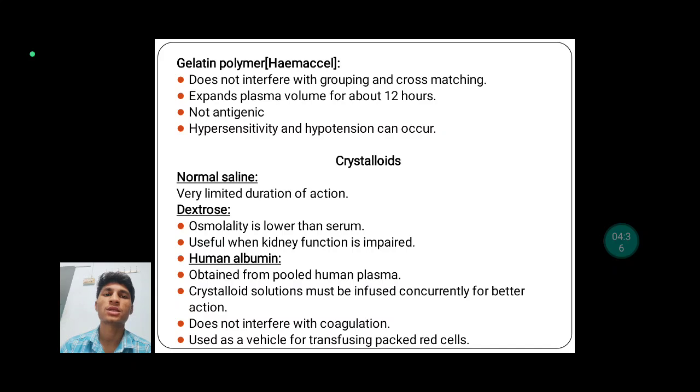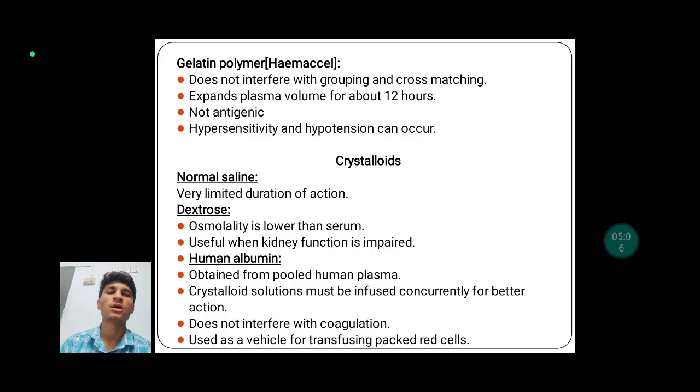Last is human albumin. We know albumin helps maintain osmotic pressure in our blood. It is obtained from the plasma of humans, and crystalloid solution must be infused concurrently for better action. It does not interfere with coagulation. It is used as a vehicle for transfusing packed red cells. We have completed our topics.